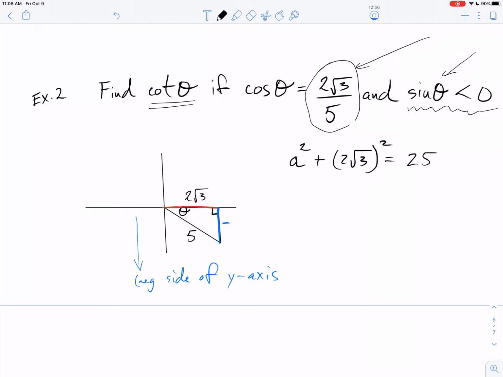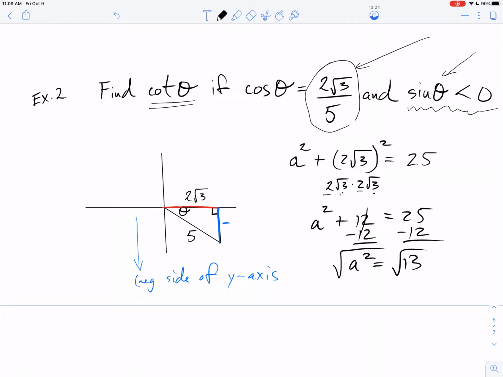I'm just going to call it 25. Now, here's the thing. 2 rad 3 squared means 2 rad 3 times itself. So on the outside I get 4, this times this. Inside I get 3. That's a fancy way to say 12. And then I'm going to take it away, take it away, take it away now. And I get a squared equals 13. This is just a coincidence that it came down to be plus or minus rad 13, but we already know it's not a positive 13. That would be crazy talk. This guy is on the negative side of the y.